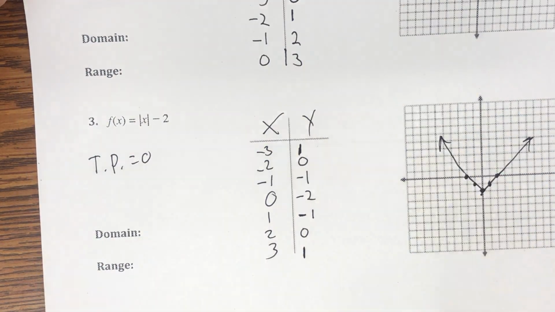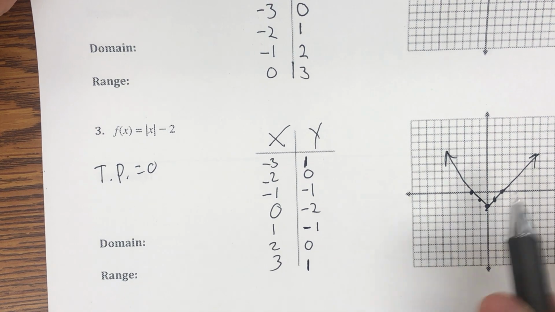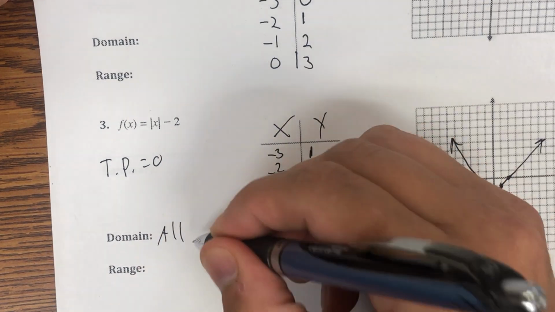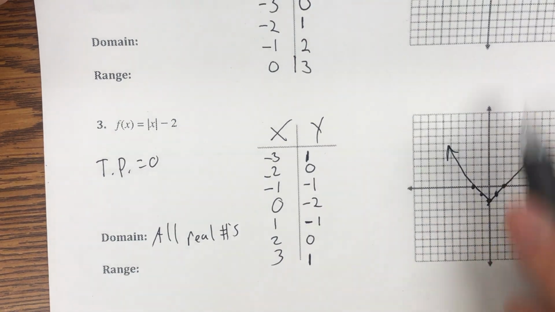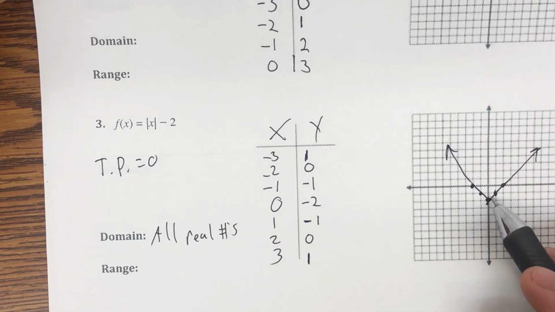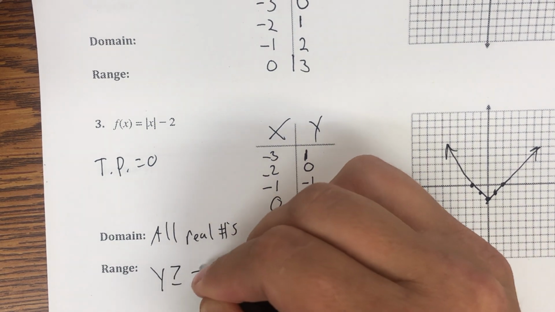I forgot to do the domain and range on number 2. So I'll do this one first and I'll go back. So the domain. Left forever, right forever, all real numbers. The range, this one goes up forever, but not down forever. The smallest value of y is negative 2. So y is greater than or equal to negative 2.